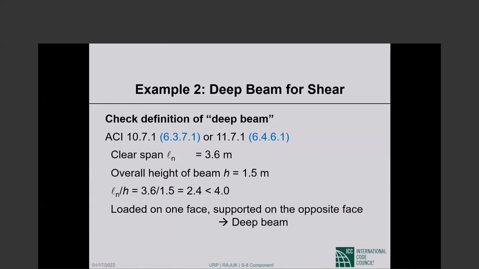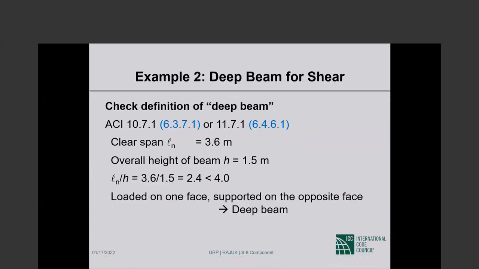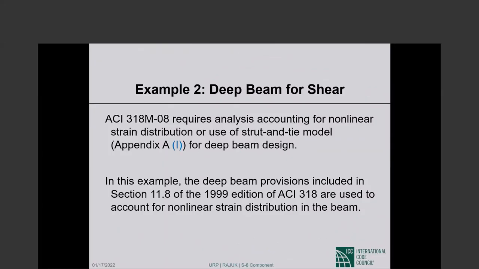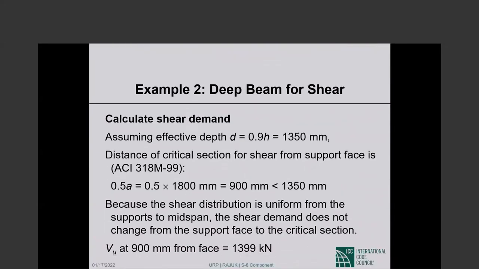The beam is loaded on one face and supported on the opposite face. So this is definitely a deep beam by the definition of ACI 318-08. ACI 318-08 requires analysis accounting for nonlinear strain distribution or use of strut-and-tie model for deep beam design. In this example, the deep beam provisions included in section 11.8 of 318-99 are used to account for nonlinear strain distribution in the beam.